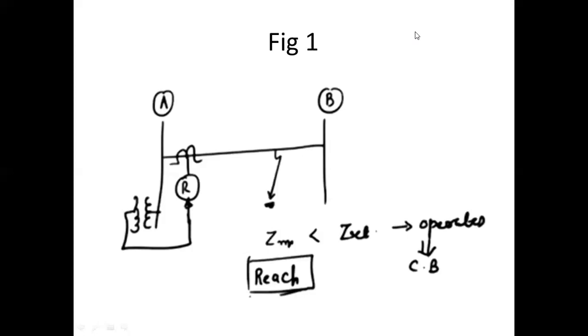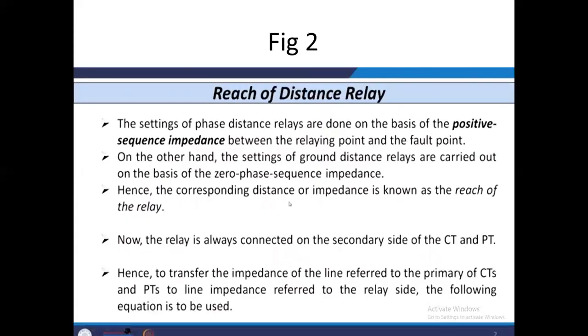Okay. Now we know that the relay is always connected, as I have told you, on the secondary side of the circuit. The relay is connected to the secondary side of the PT and the CT. So we need to transfer the impedance from the primary side to the secondary side, because the impedance seen by the relay is different from the impedance on the primary side. If I want to convert this impedance from primary to secondary side, then we need to use an equation.